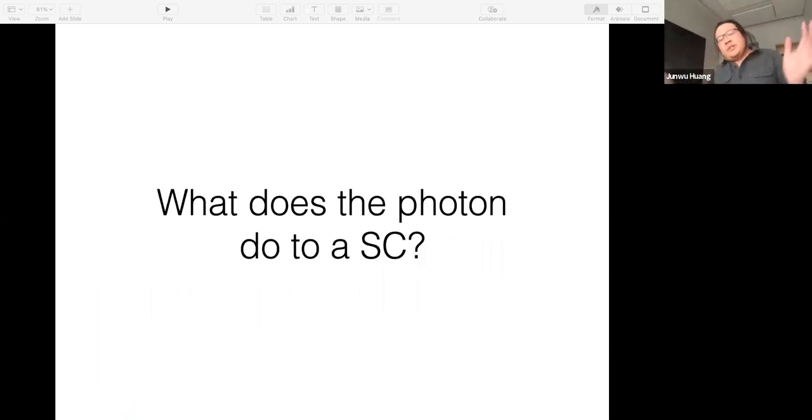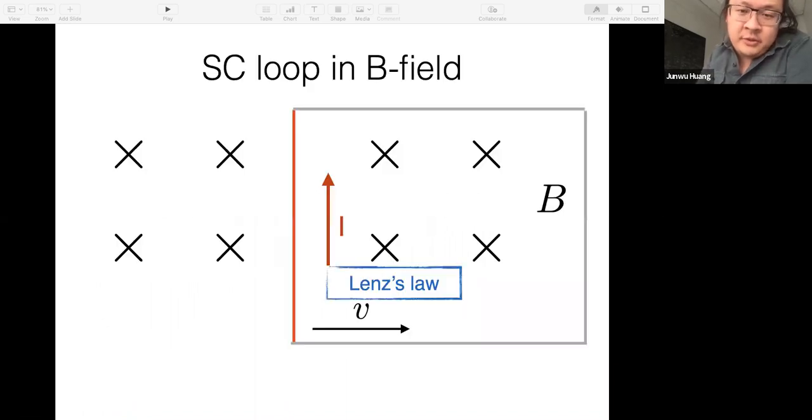So that's a very short part about some string basics. Now we want to understand how the photon, or electromagnetic field, affects these superconducting axion strings. But first, let's look at a simpler system, which is how does the electromagnetic field affect a real superconductor, right? So let's say I put a superconducting loop in a magnetic field, and I'm moving one of the edges, which is this red line here.